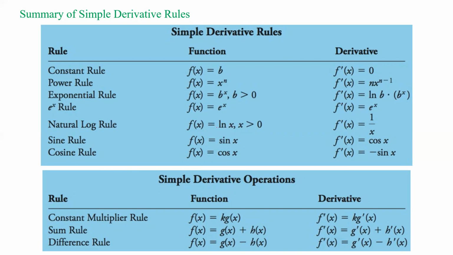Now the natural log rule: if we have ln of x, and x is greater than 0, then it just becomes 1 over x, because we can't have 0 in our denominator. And sine, we found that was going to be cosine, and if we take the derivative of cosine, it's negative sine. Then there are some other simple rules. For the constant multiplier, we can have a number k out front times a function, and we just take k times the derivative of the function, and that's our overall derivative. And we can add or subtract functions, and then we just add or subtract their derivatives to get the derivative of the overall function.